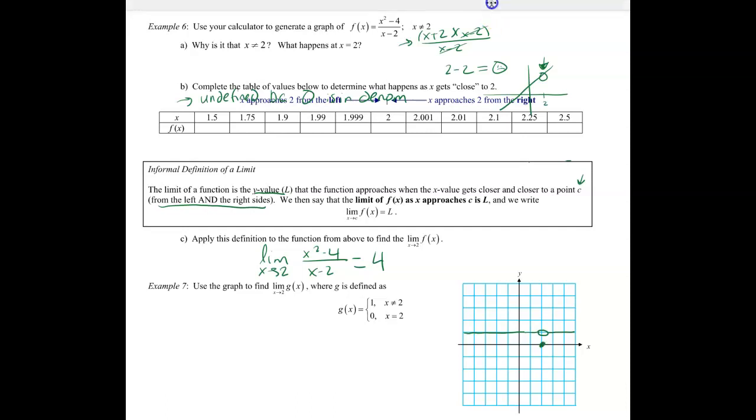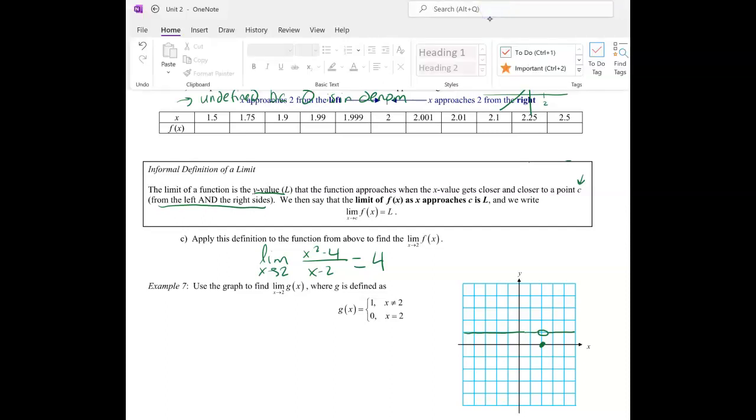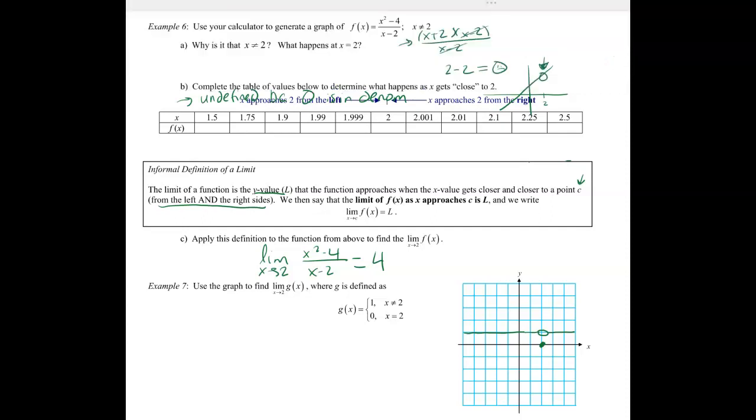Alright, using the definition of limit, I am going to ignore what I actually have at 2, and I am going to see what number I approach y value-wise from the left and the right. So, I am approaching this particular line from the left. From the left all the way across, it is approaching my y value of 1. From the right, I am also approaching my y value at 1.